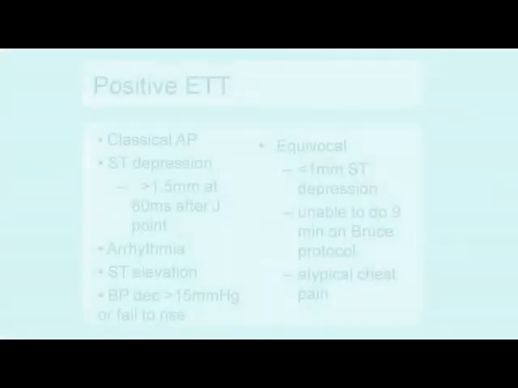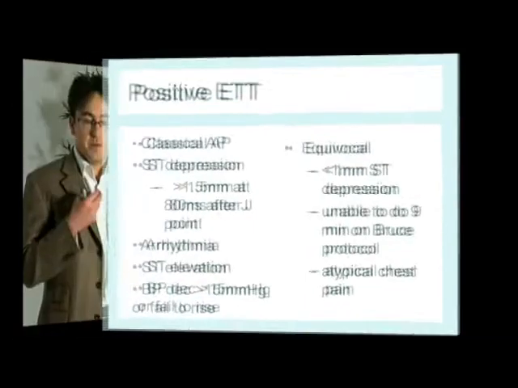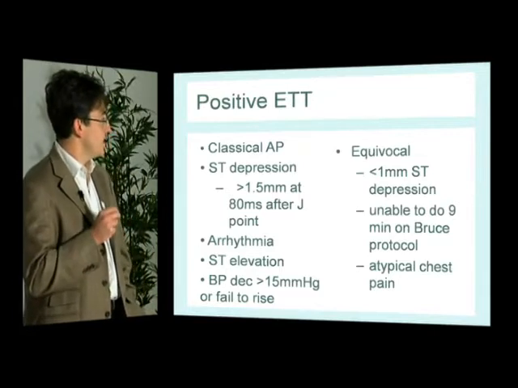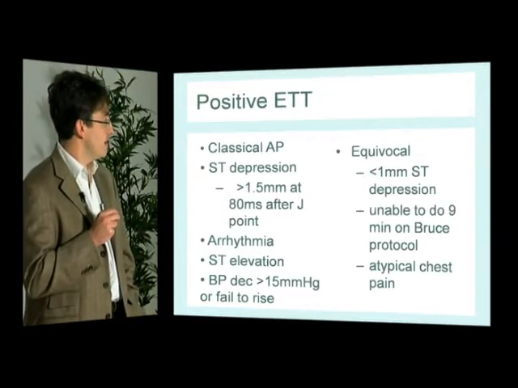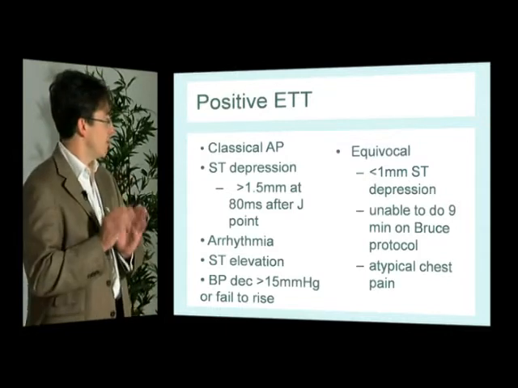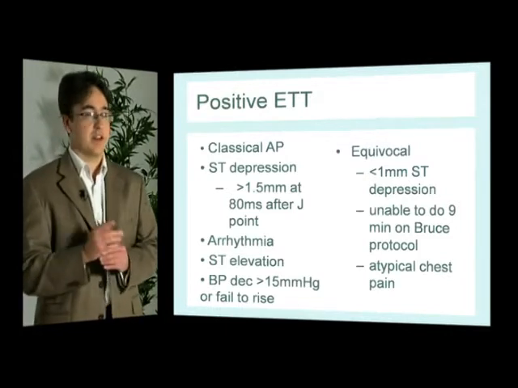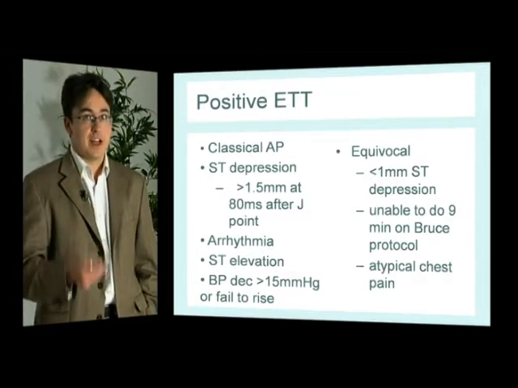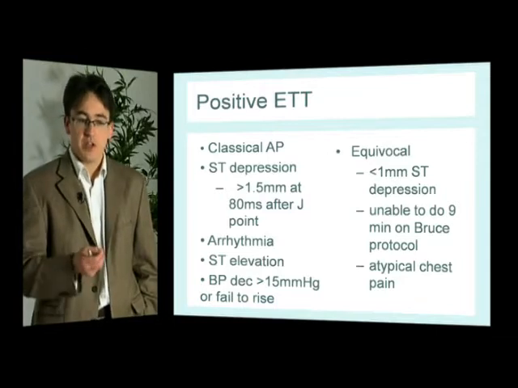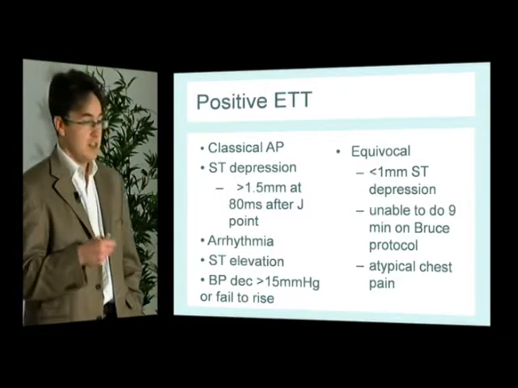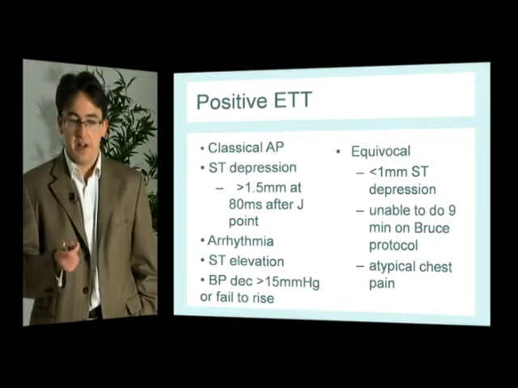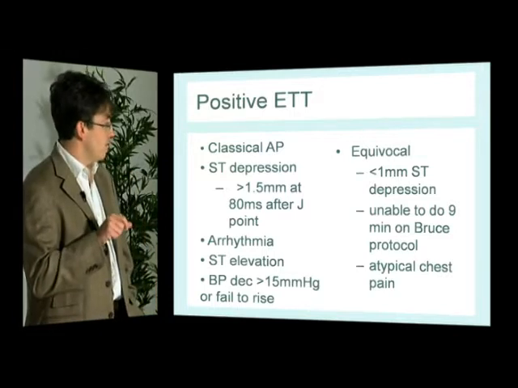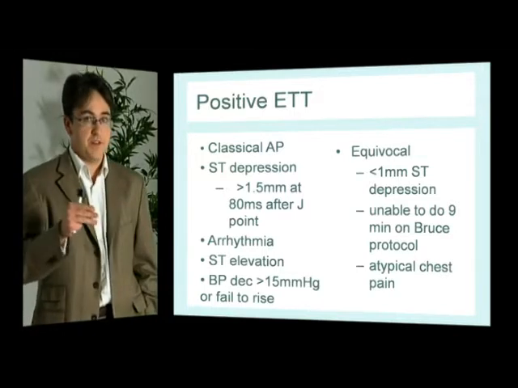So, positive exercise tests. These features include having classical angina pectoris, ST depression of more than 1.5 millimeters at 80 milliseconds after the J point. So remember, this has got to be 80 milliseconds after the J point. Developing an arrhythmia. This may be they develop ventricular tachycardia or atrial fibrillation, all of which can be induced by ischemia. Developing ST elevation, clearly that's a worrying sign and will put out alarm bells that this is a positive test. Blood pressure not rising by 15 millimeters of mercury.